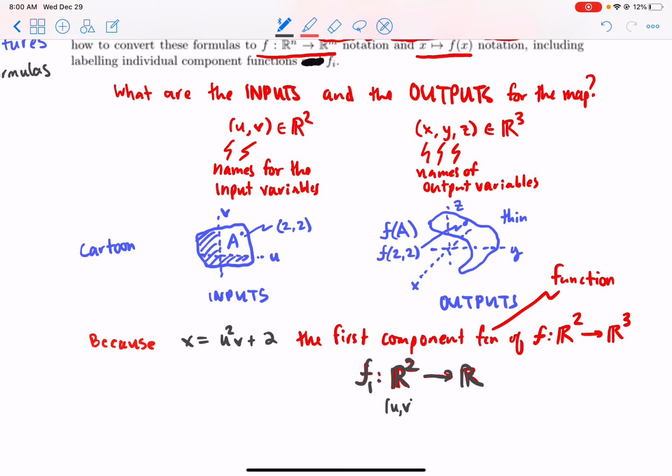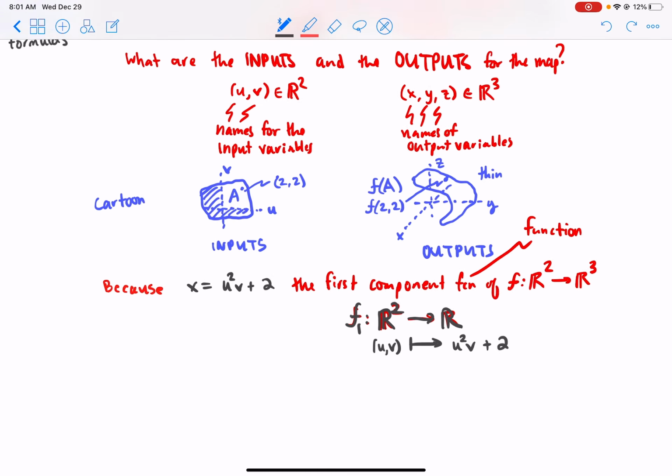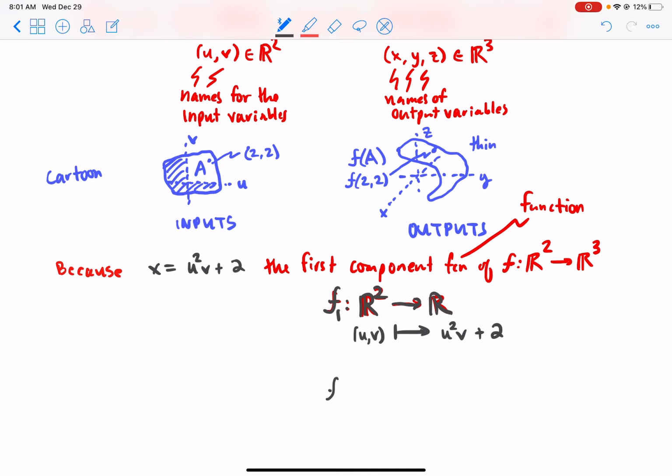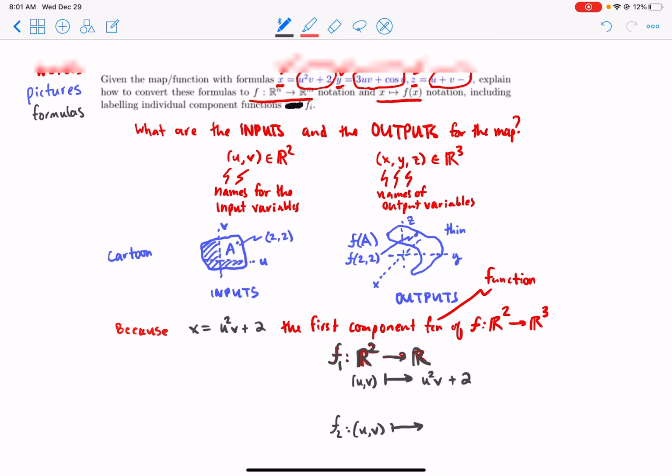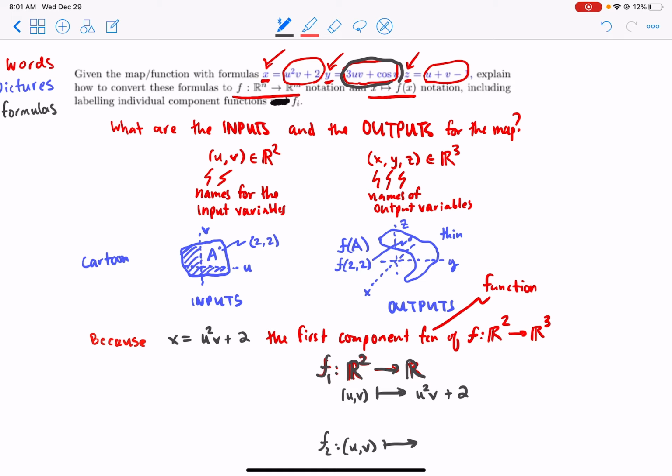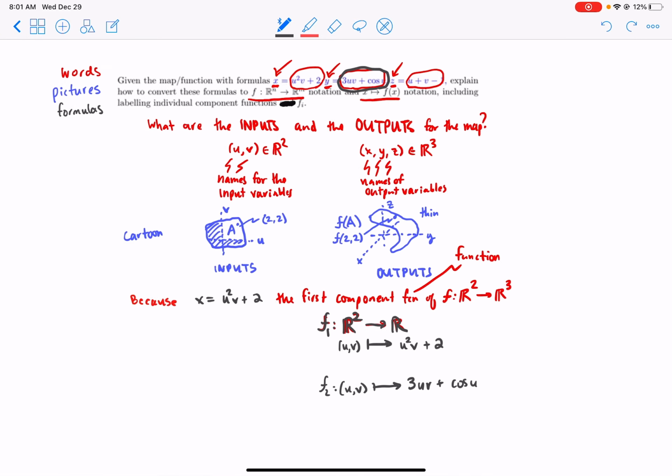Well, it takes uv and it sends it to u squared v plus 2. This is a number. This is just the first output. And then we can do the next one. f2 then will send uv to this formula. You can't see it, it's cosine of u right there. 3 times u times v plus the cosine of u. Again, one number. It's one of these 3 outputs, but we need 3.